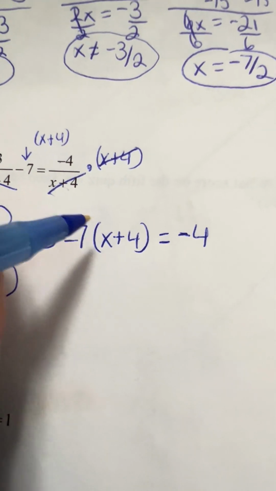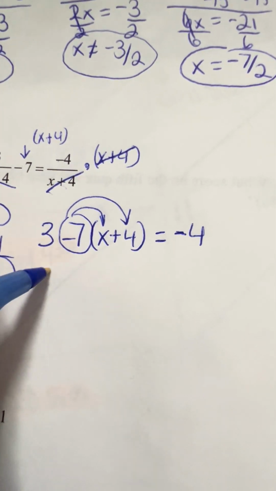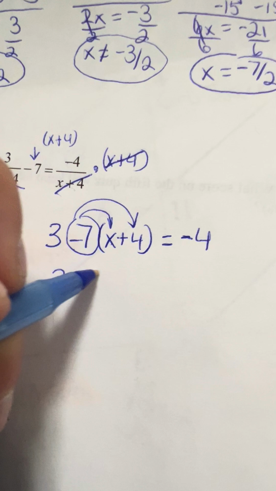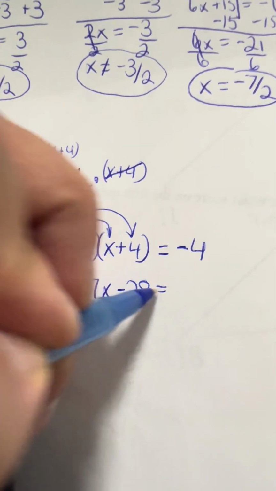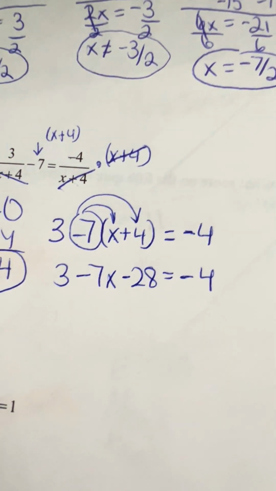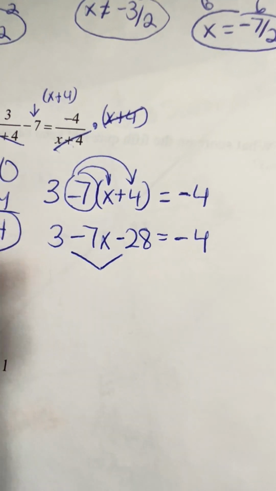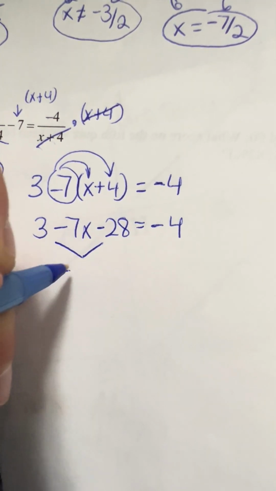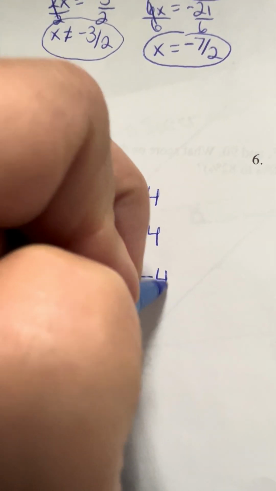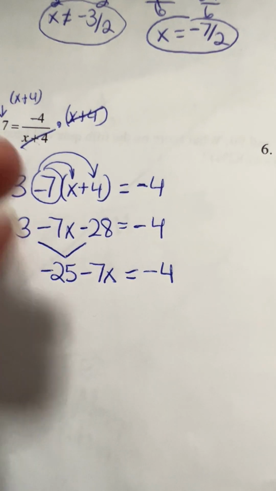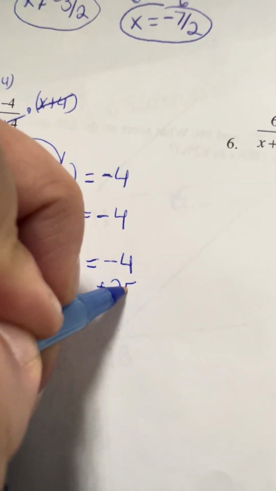Now when I go ahead and solve this, I need to use the distributive property. So I have 3. Negative 7 times an x is negative 7x. Negative 7 times 4 is negative 28. And it's equal to negative 4. Now I'm going to combine like terms. These two right here, 3 minus 28. And when I do that, I get negative 25. I have minus 7x. I have a minus 4. So I have that. I'm going to move that 25, adding it to both sides to get x alone.